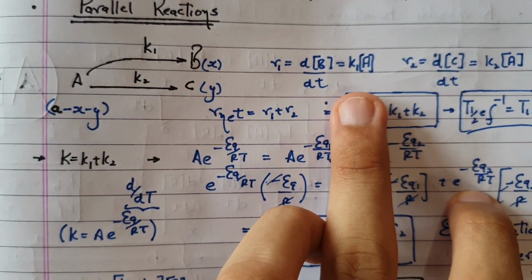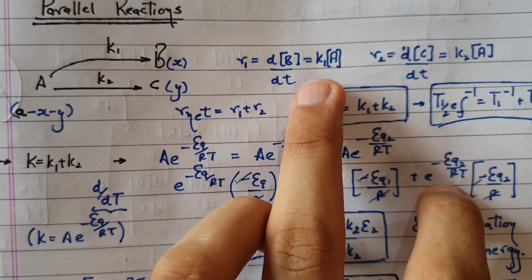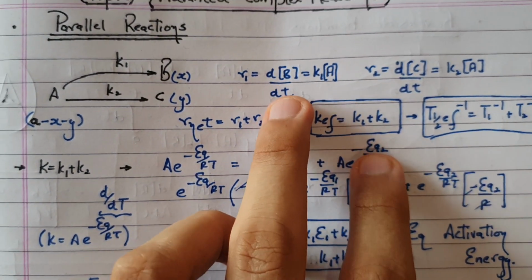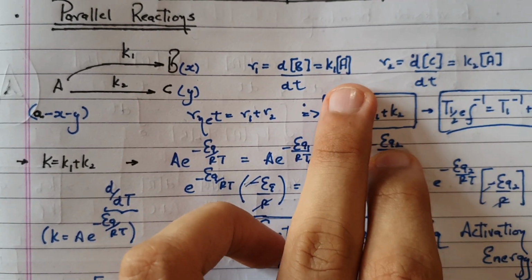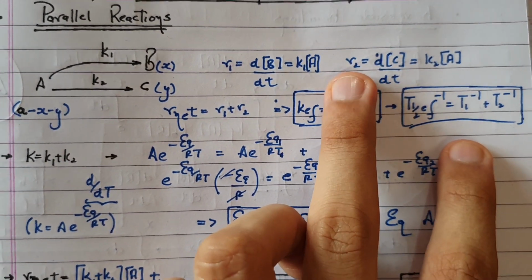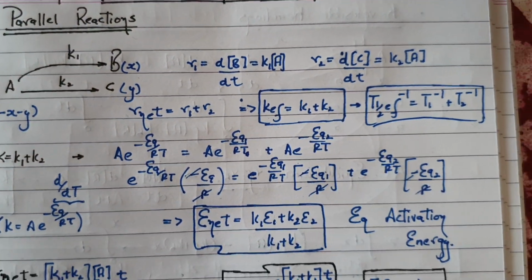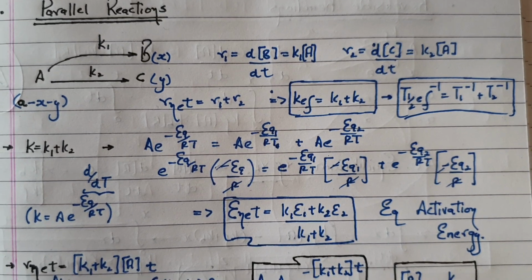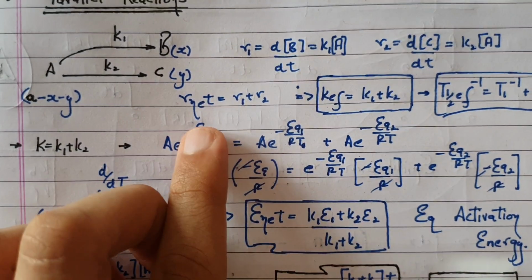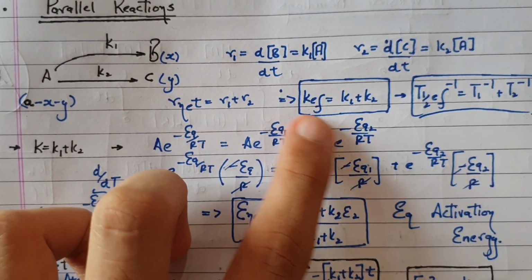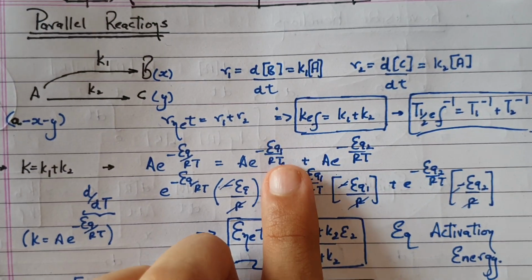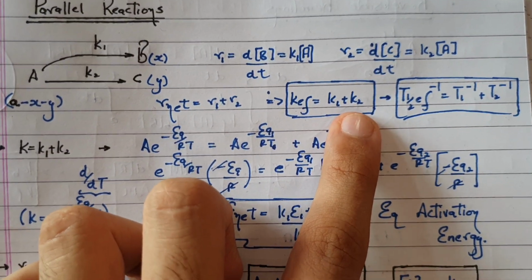As nuclear decays are obviously first order reactions, R1, that is the rate of the reaction from A to B, is given by the rate of change of B, which is equal to K1 into A. K1 is the rate constant and A is the reactant. Similarly, R2 is equal to the rate of change dC by dt, which is given by K2 into the concentration of A. And R net here is equal to R1 plus R2, which implies, using these relations, K effective is equal to K1 plus K2.